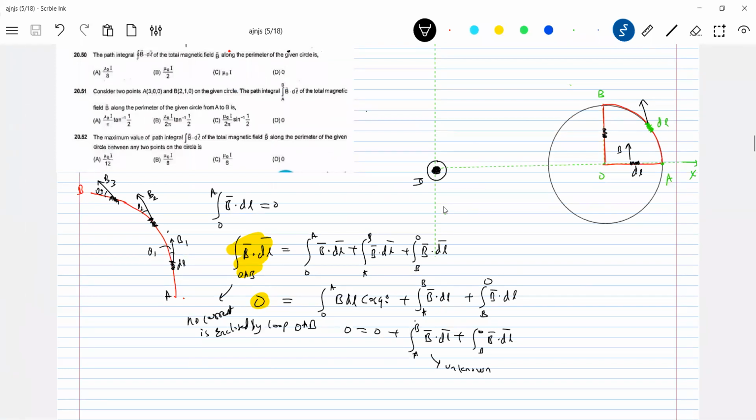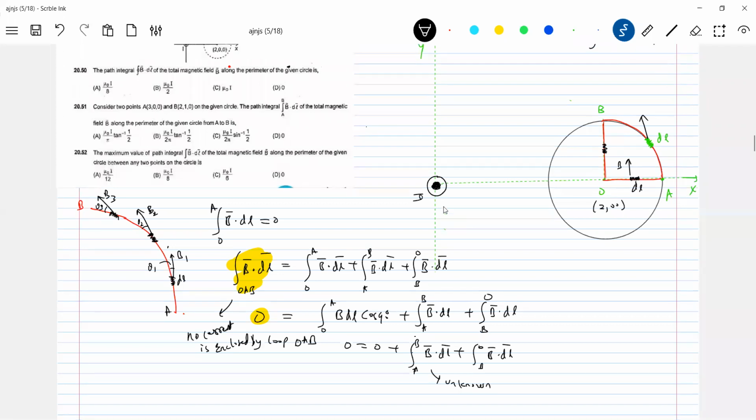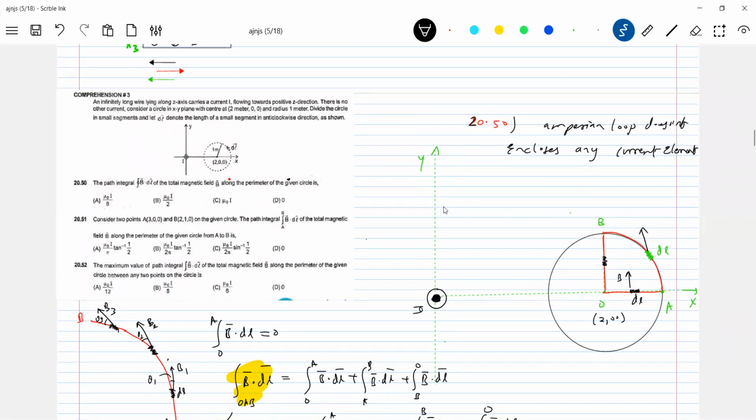But sir, we don't know. So do we know distance O? It is 2, 0, no? And what about this? 2, 1, 0. I think that's what the limits they are given. You see this, and radius 1 meter.